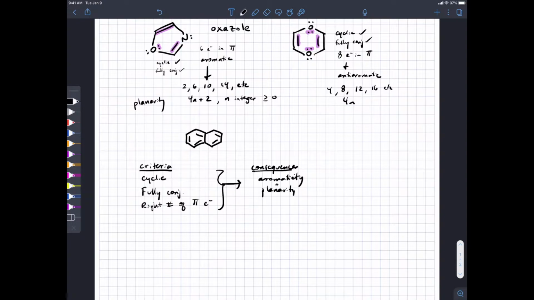So I cannot think of a system right now where it would be aromatic because it satisfies all of these criteria, but it nevertheless can't be planar. I think you could probably build something like that, but I don't know what it is.